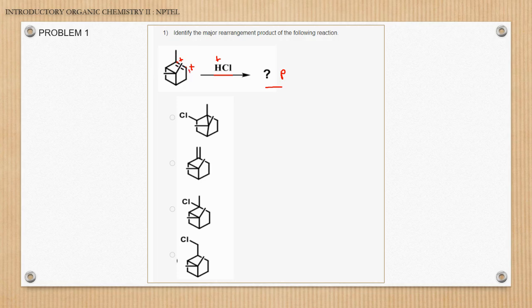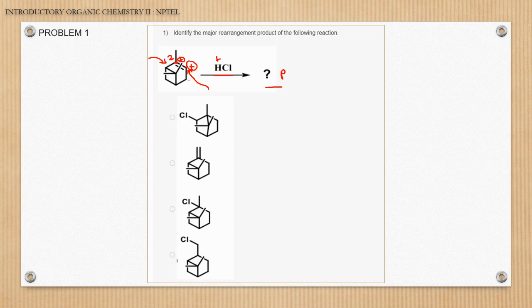If I say this is carbon one and this is carbon two, then if protonation happens at carbon one, the carbocation forms at carbon two. But when protonation happens at carbon two, the carbocation forms at carbon one. Can anyone tell me which will be the favorable pathway for carbocation formation, one or two? Which is the more stabilized carbocation? If protonation happens at this position, the carbocation forming at this position is highly stabilized. Why? Because it is a tertiary carbocation. But at carbon number one, the carbocation is a secondary carbocation.